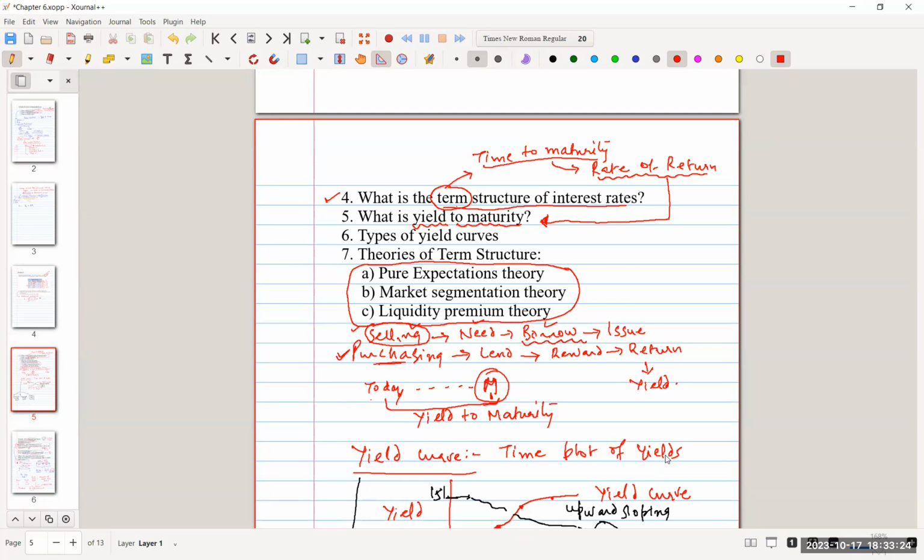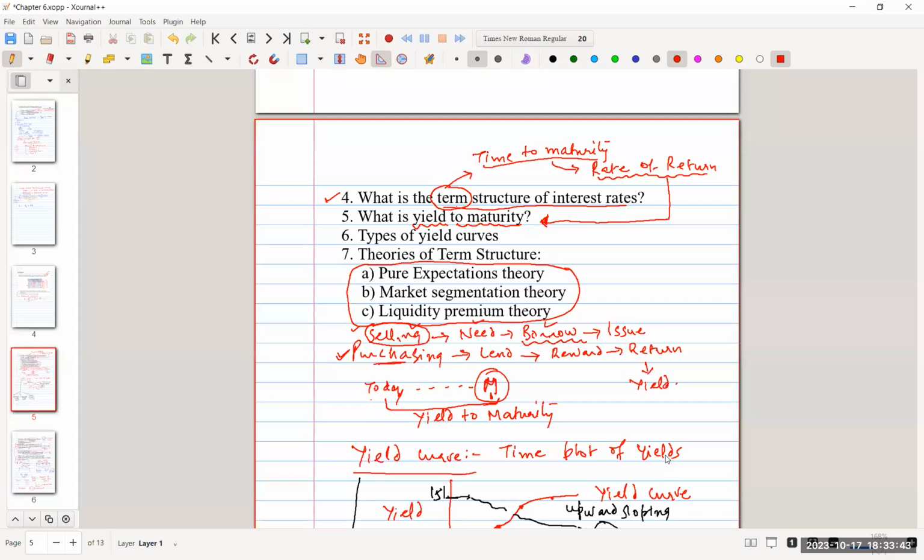Short-term financial instruments have their own mechanism of determining their interest rates. Long-term instruments have their own mechanism of determining their interest rates. There is nothing common. They don't share anything at all with each other. They live in watertight compartments.